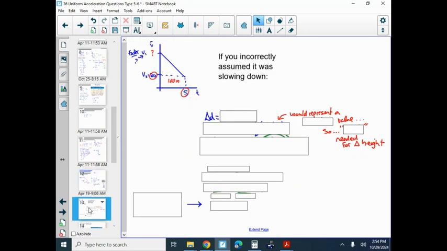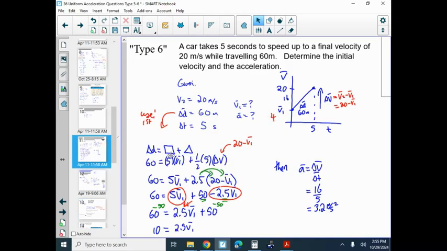Okay, so let's incorrectly assume it was slowing down. We've got this situation here, right? We've got displacement equals rectangle plus triangle. And so we start to just put the numbers in. We have the 5 times the 20. That's apparently our final velocity now as we're assuming things, right? And the other one's bigger than that, I should say, whereas before it was the top one, right?